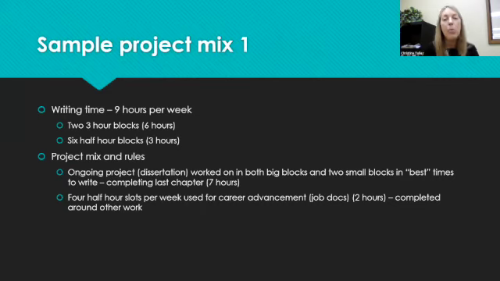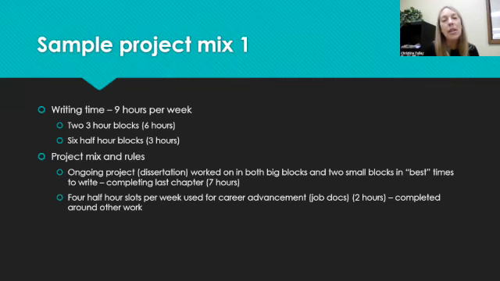And so what I want to do to close this episode is just talk about 2 sample project mixes that I've just recently worked with clients on. In this first case, I'm showing an example on the screen, with just these notes for audio listeners, but I'll tell you what's on there.